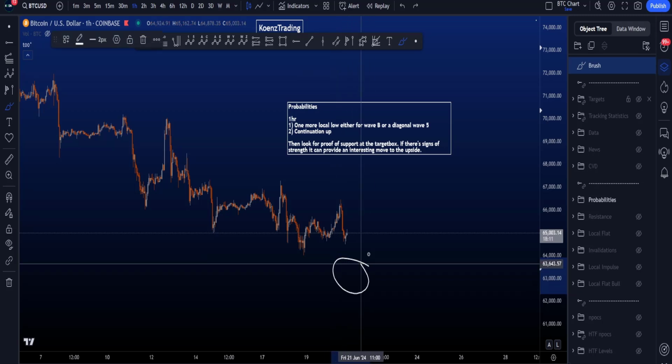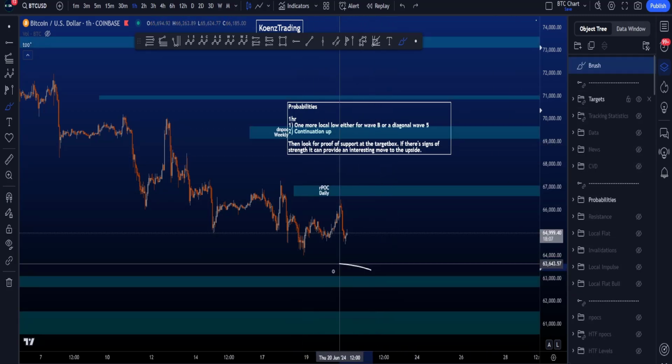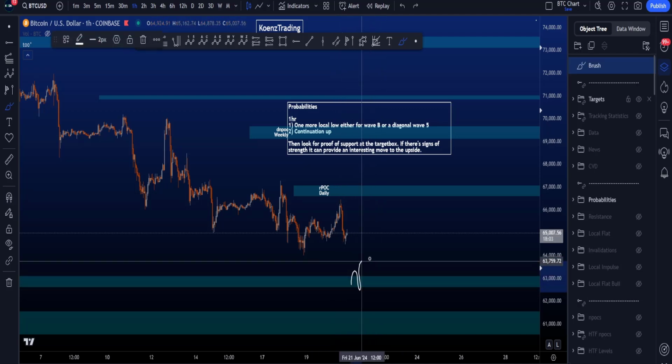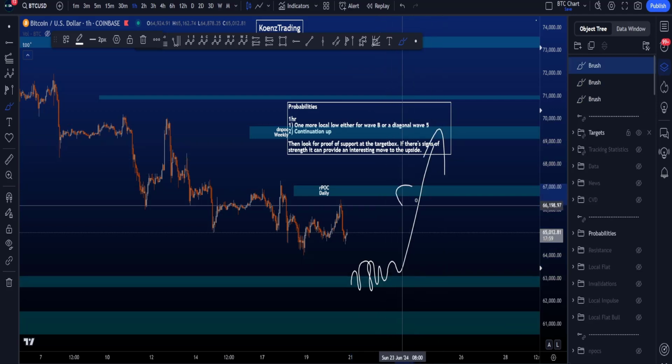If price moves towards the downside, it will be important to look for some proof of support at the support box that we have over here. If there are signs of strength, this can provide an interesting move towards the upside to then look for the resistance areas.